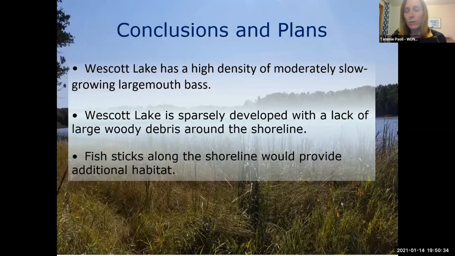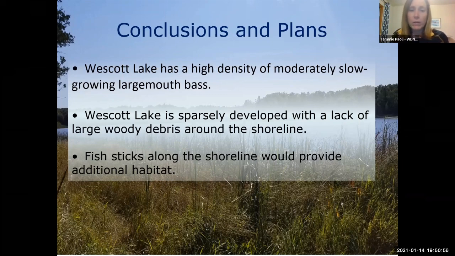And that's often something that we see when we see high densities of bass, that they just grow slower because there's not as much food to go around. So in conclusion, we say that Wescott Lake has a high density of moderately slow growing largemouth bass. It's not the slowest growing that we've ever seen, but moderately slow growing.